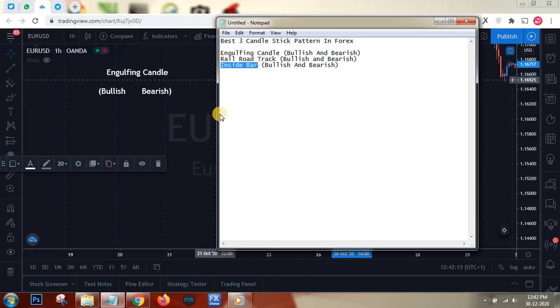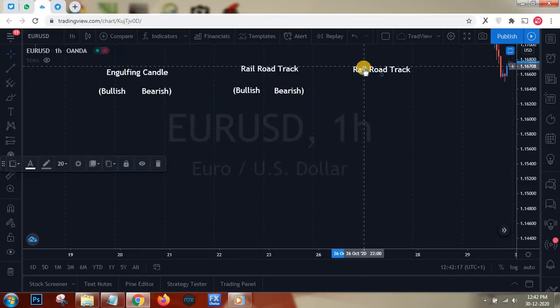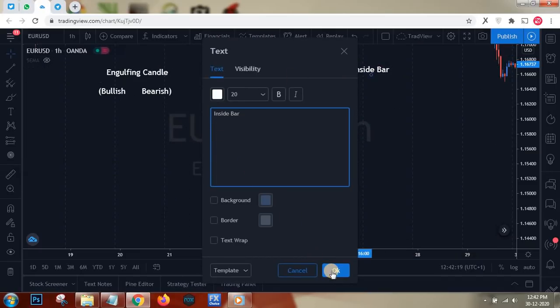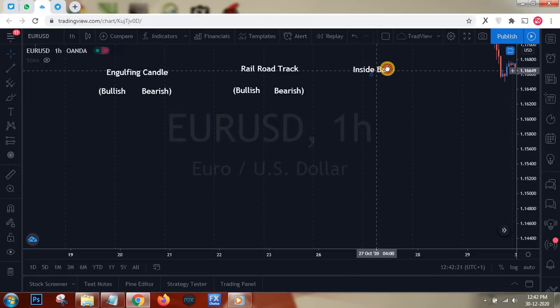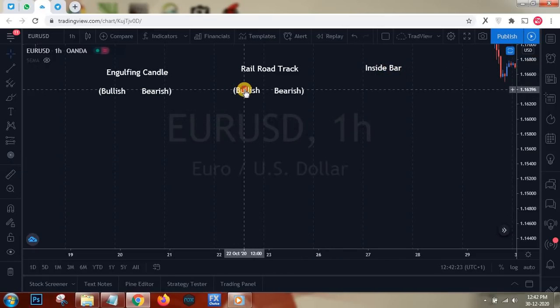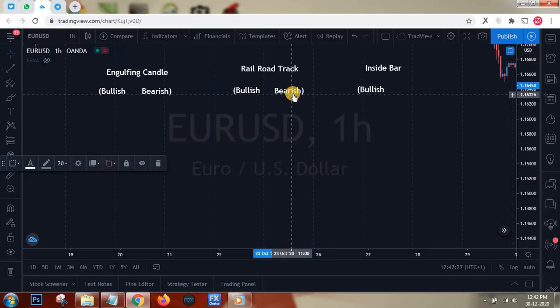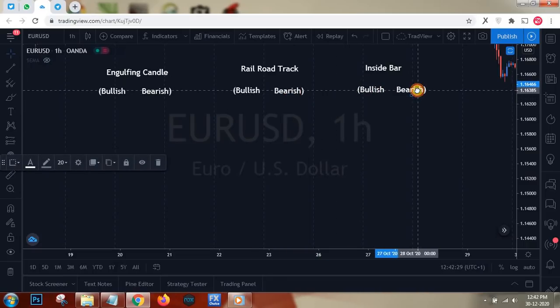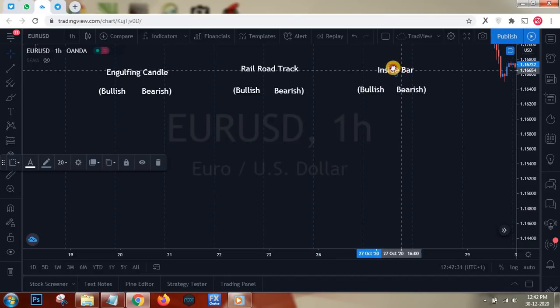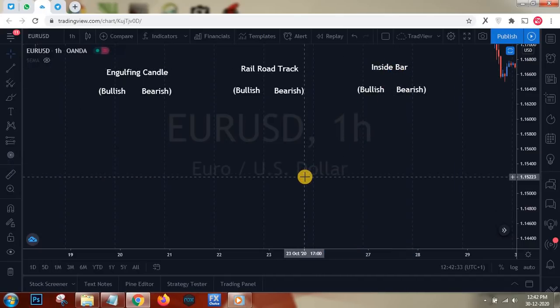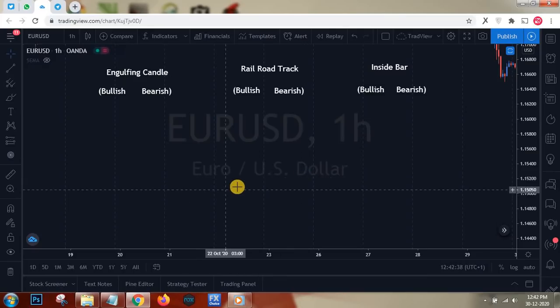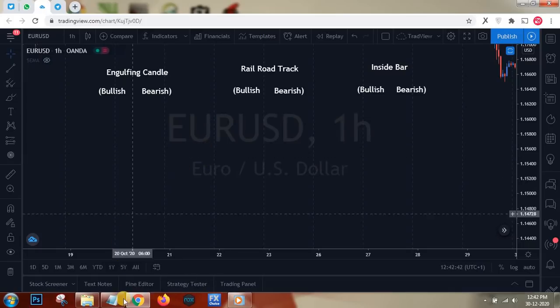Now, next one which we are going to hit again is inside bars. Now, as usual, the inside bar comes as a bullish inside bar and a bearish inside bar. Now, how does the inside bar candlestick pattern look?